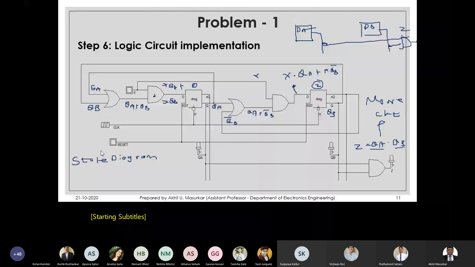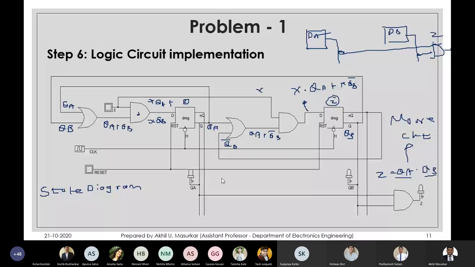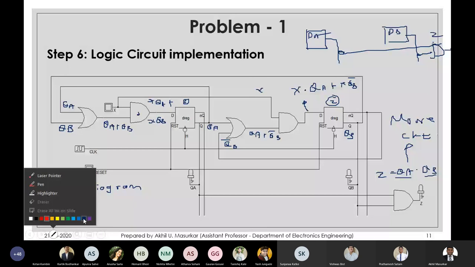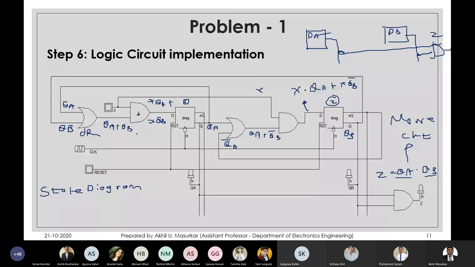Yes, sir. So you can see that here there is an OR and an AND, and here also there is an OR and an AND. The same X I have given here. But while drawing, you can draw how I was drawing. If you have completed this, just write done in the chat box. Okay, Hemant's answer is correct. Gaurav Gosavi's answer is correct.